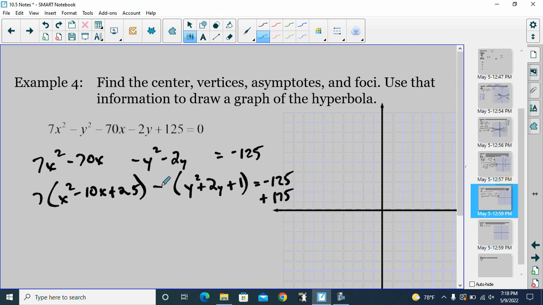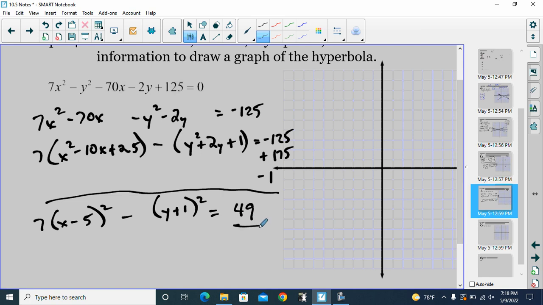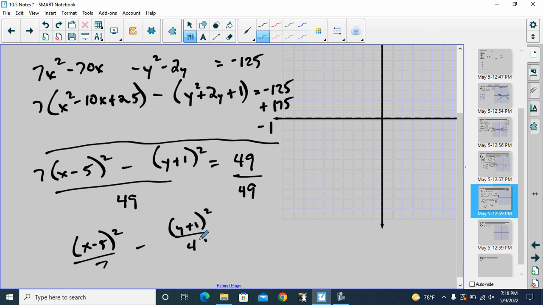And I filled in this plus 1. Really, it's -1 times 1. I really subtracted 1 from this side. So subtract 1 from the right. So we've got 7 times x minus 5 squared minus y plus 1 squared equals 49. Dividing both sides by 49 puts it in standard form. And there we go.